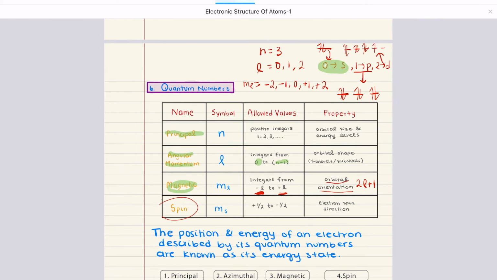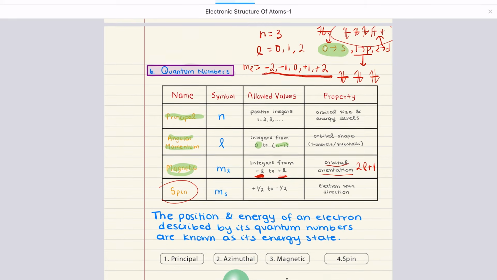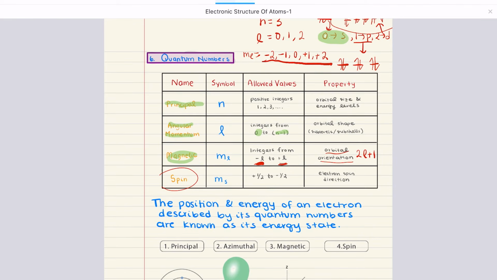That is where those ML values of -2, -1, 0, +1, +2 come into play in describing the D orbital and the possible orientations for the D subshell. There are 5 orientations, or in other words, 5 orbitals. In short, we have our 4 quantum numbers. Our principal quantum number gives us information about our shells and energy levels. Our angular momentum quantum number tells us information about our subshells and their shapes. And our magnetic quantum number tells us about the orbitals and the electron probability regions.